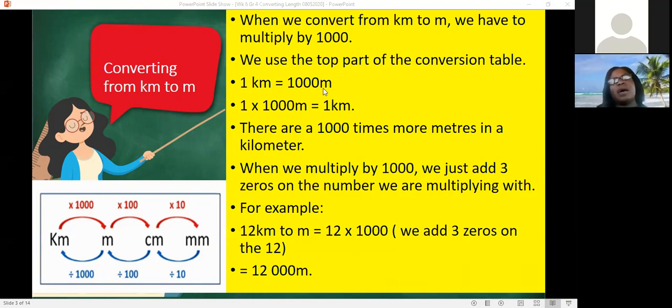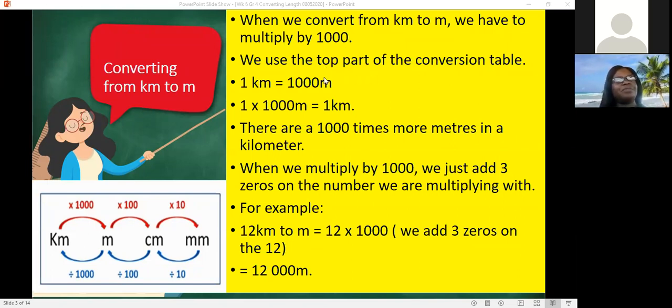So now, today we are converting from kilometers to meters, and when we do that, we have to multiply by 1,000. Remember, I said yesterday that kilometers are far. You have to get out of your house to actually start counting in meters. So because kilometers are far, we convert by a big number, and that big number is 1,000. Millimeters and centimeters are close, so we multiply by 10 or 100. Kilometers are very far, so we use a bigger number, which is 1,000. So we use the top part of the conversion table.